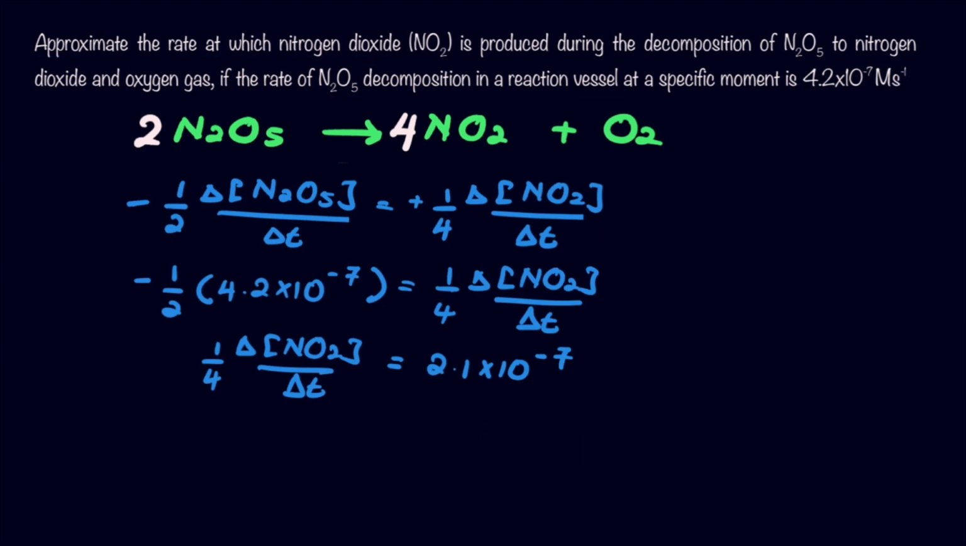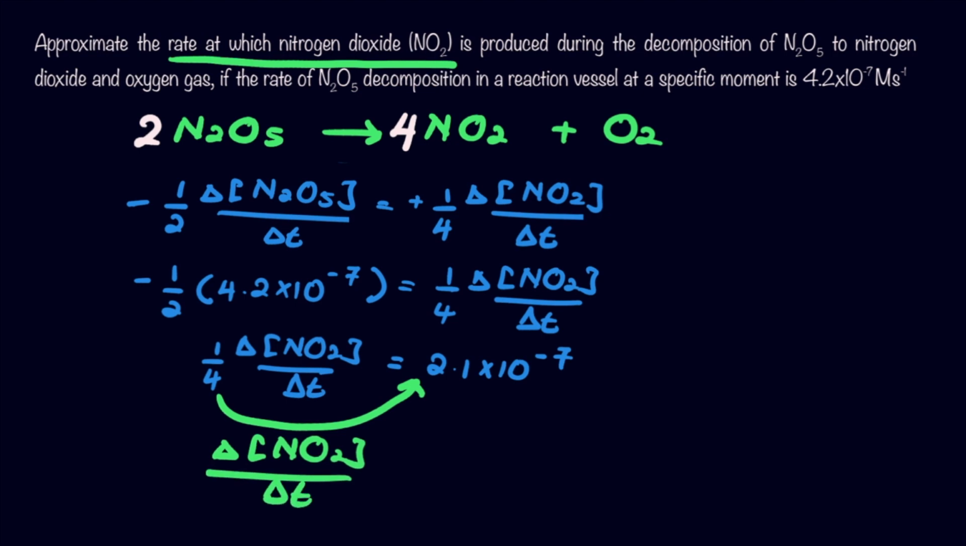So we are going to check again the question. It asks you to approximate the rate at which nitrogen dioxide is produced. So this is 1/4 of the nitrogen dioxide rate, so we are going to bring this over here. So delta concentration of NO2 over delta t is equivalent to 4 times 2.1 times 10 to the power of negative 7.